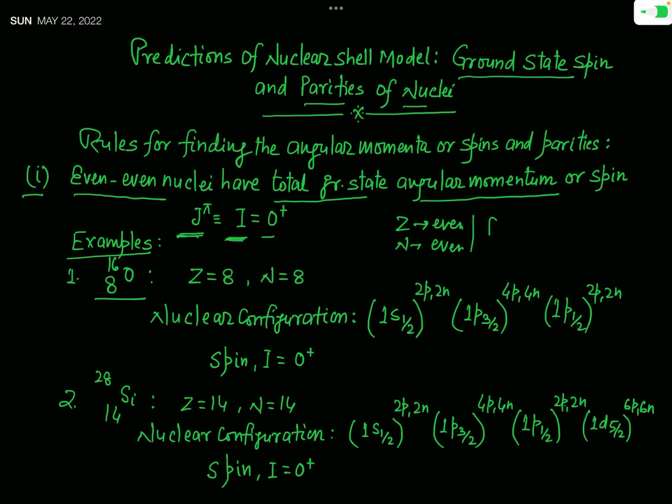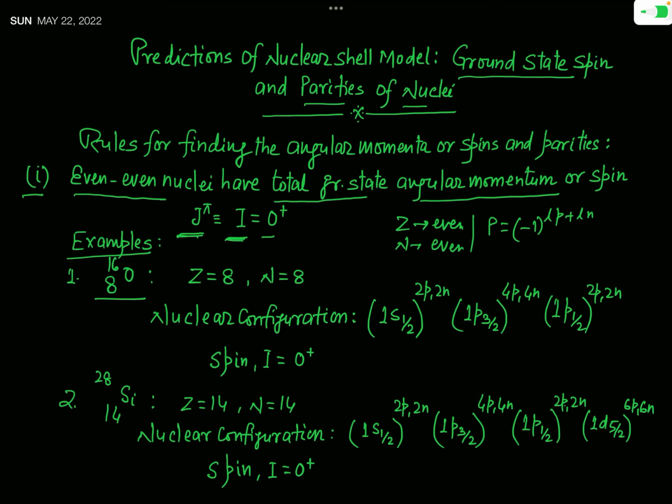If you write P for parity, the parity is determined by the orbital angular momentum of the proton and neutron of the last shell by this formula. It is actually defined as minus 1 raised to the power L_P plus L_N. It means this is actually the sum of the neutron and proton parities. So let us see here, by some example, we will clarify this rule.